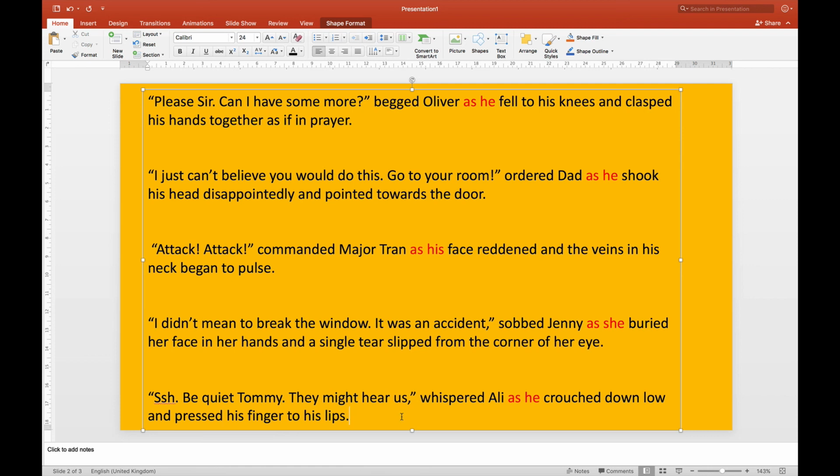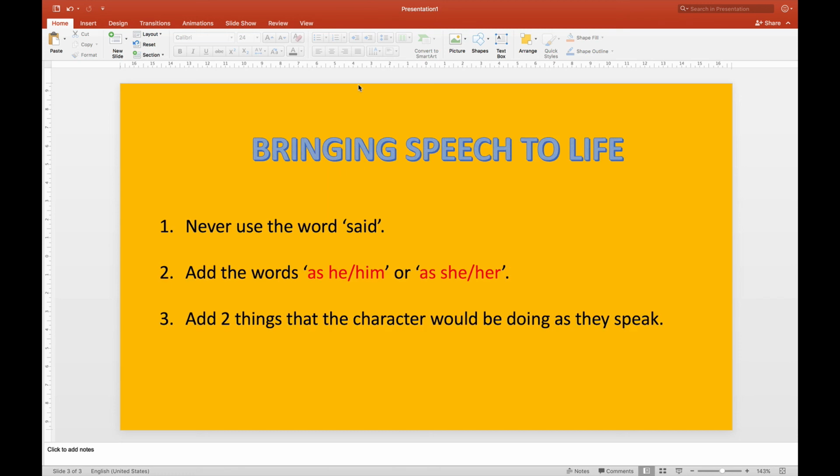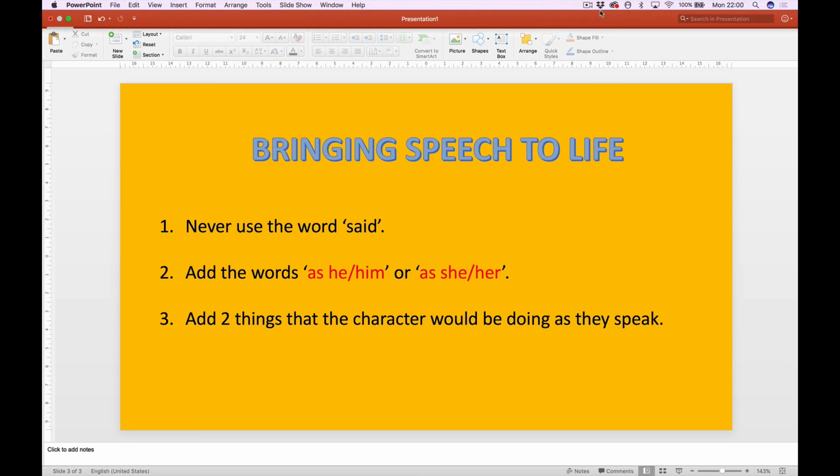Anyway, nice quick lesson for you. Put that into effect immediately and you will bring your speech to life. And just to summarize then, how do we bring speech to life? Well, don't use said. Add the words as he or as him or as she or as her to the end of your speech and add two things the character would be doing as they speak. There you have it.